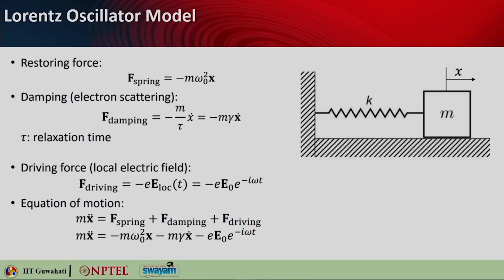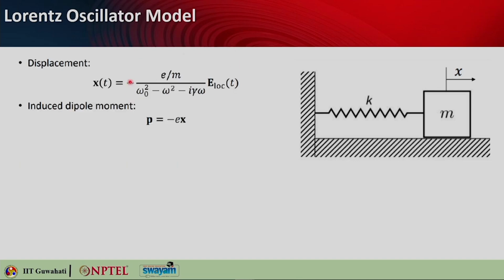So, these are the three forces when you put them together in the presence of an electric field, because here the driving force is from the electric field. When you do this, you can find x(t), the displacement in the time domain, written as E by m over omega naught square minus omega square minus i gamma omega. And the localized electric field is also time varying, so with time it can change, and accordingly the displacement will also change.